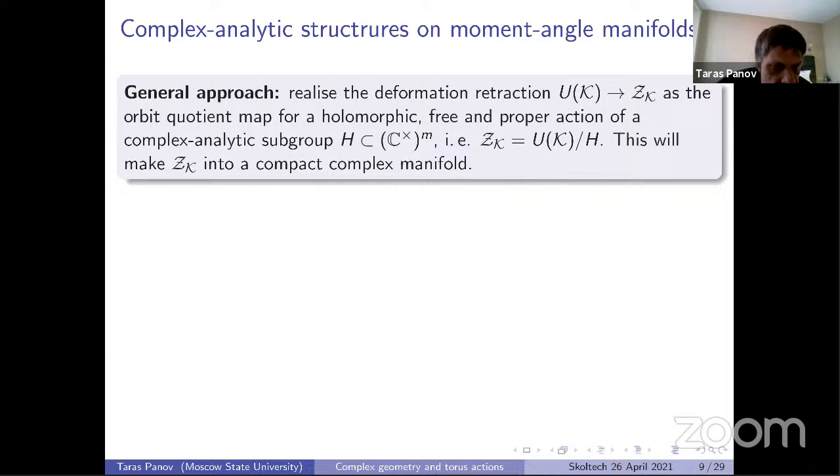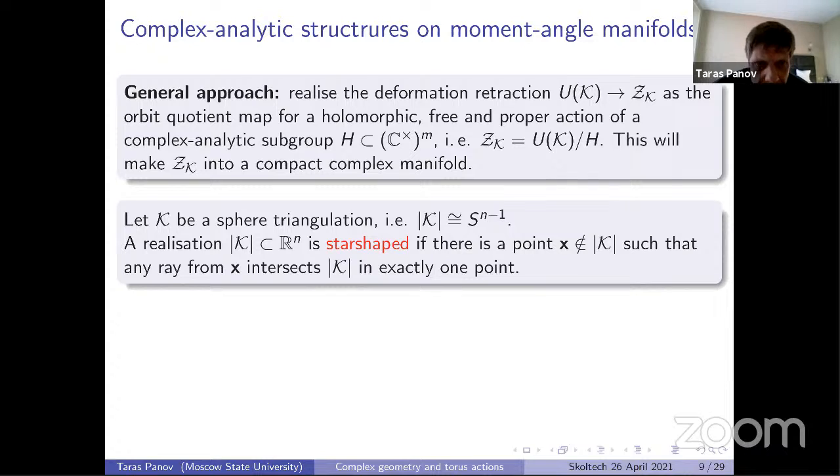And even if the action is free, the quotient may fail to be a manifold because you need to check the Hausdorffness, a separatedness condition. And with non-compact groups, this is not automatic. So that's an extra condition on the action. It's called properness. But if you have a proper free action, then the quotient is a manifold. And if you have a holomorphic proper free action, then the quotient is a complex manifold. It has a complex structure.